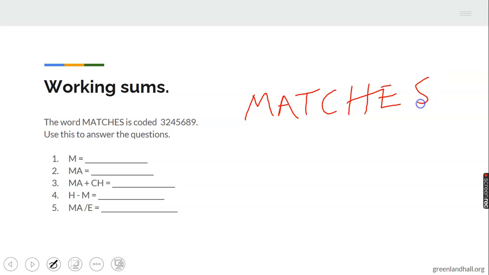M-A-T-C-H-E-S. Write the word. Then the numbers 3, 2, 4, 5, 6, 8, 9. You see how I'm writing? On top, I'm writing the numbers under each letter so that there won't be any mix-up. Okay, you can see this now.